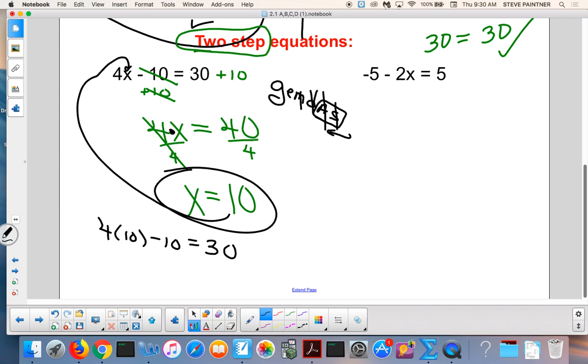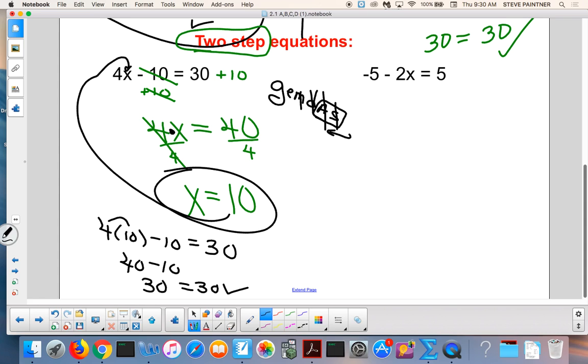What do you do first? Now we're evaluating. Multiply. 40. Take minus away 10. 30. 30 equals 30. Check mark. Got it.